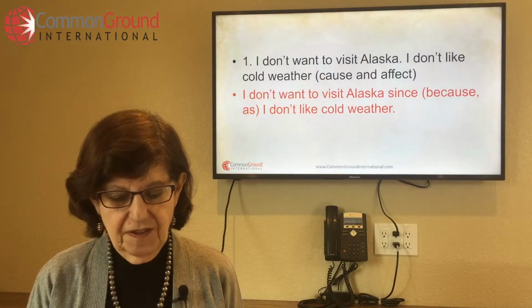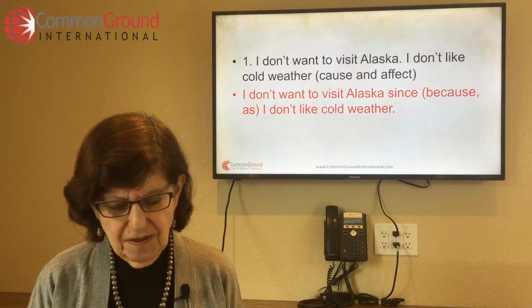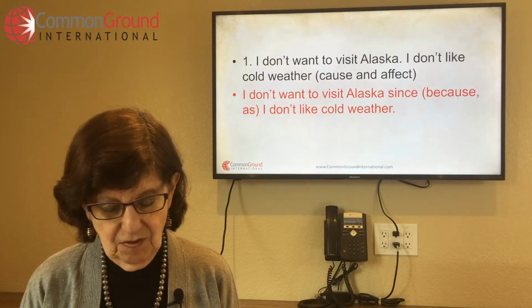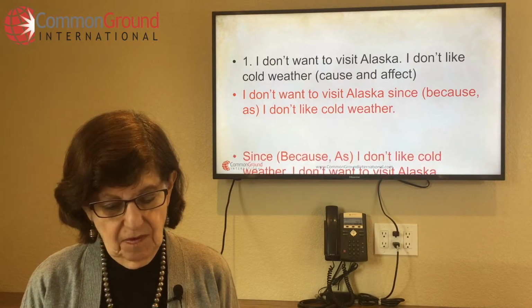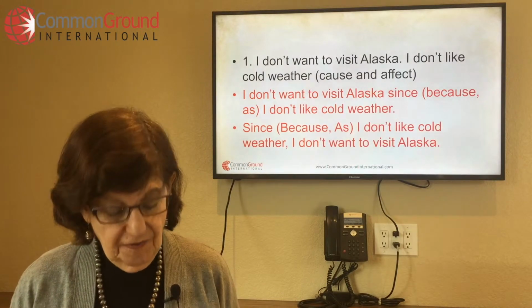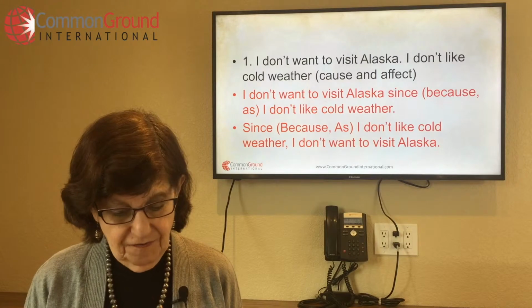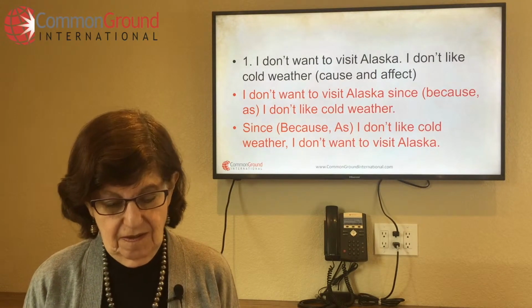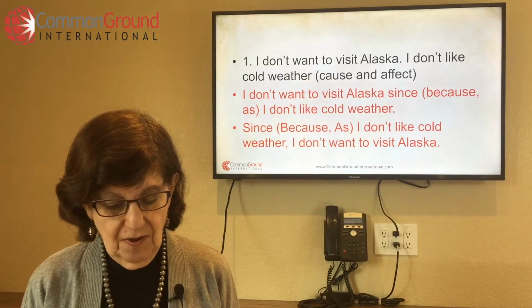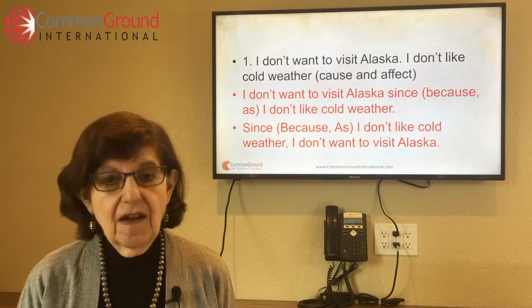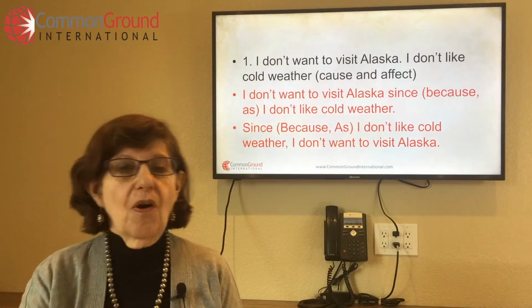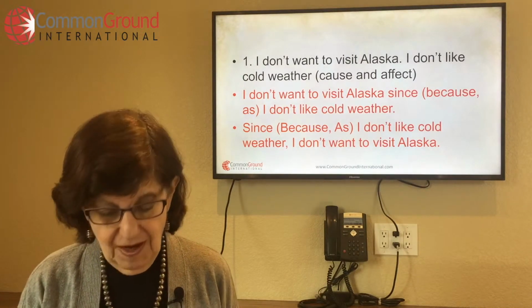I don't want to visit Alaska because I don't like cold weather, or as I don't like cold weather, or since I don't like cold weather. Or we could have the dependent clause first. Since I don't like cold weather, I don't want to visit Alaska. Because I don't like cold weather, as I don't like cold weather, I don't want to visit Alaska. Now, I'm not going to show you all of them with the clause either way, but it can be either way.